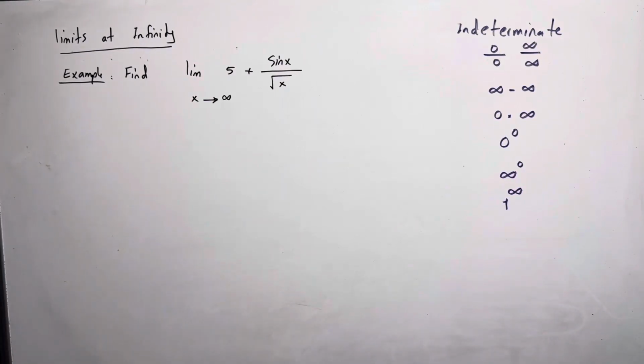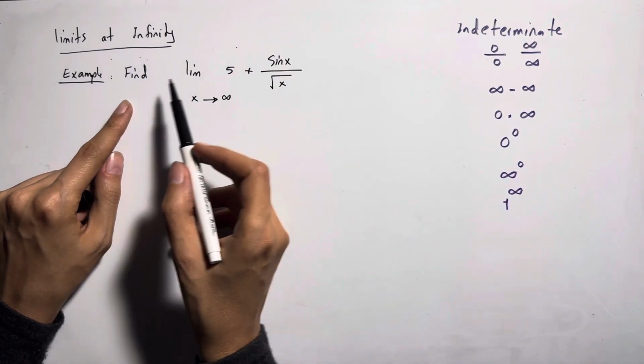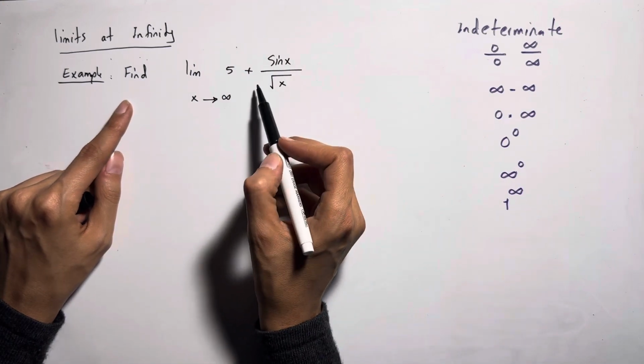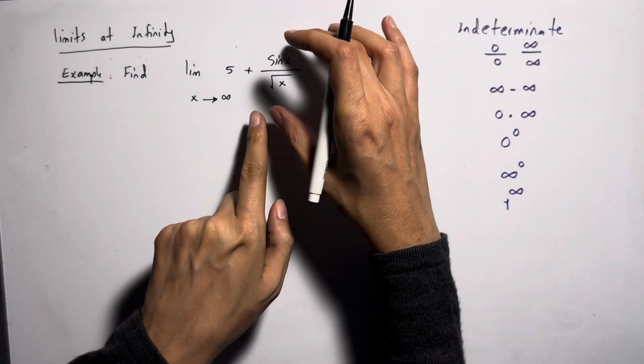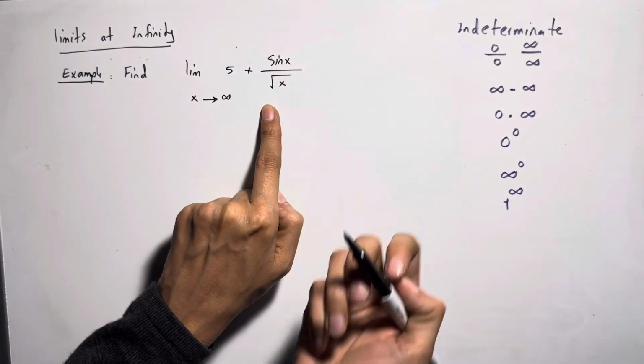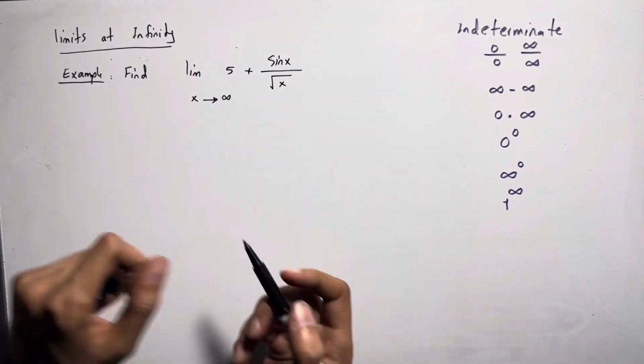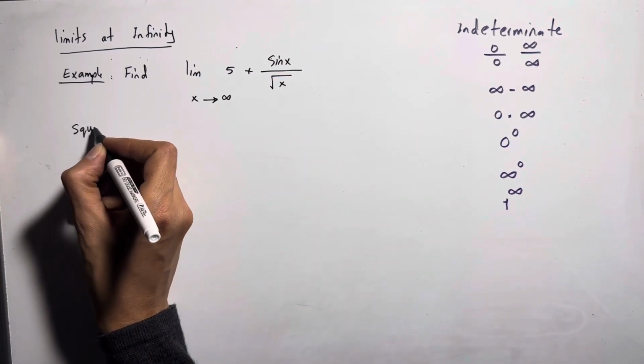Let's take a look at this cool example. The question says, find the limit of (5 plus sine x) divided by square root of x as x goes to infinity. We want to find the limit of sine x divided by square root of x. We're going to use the squeeze theorem.